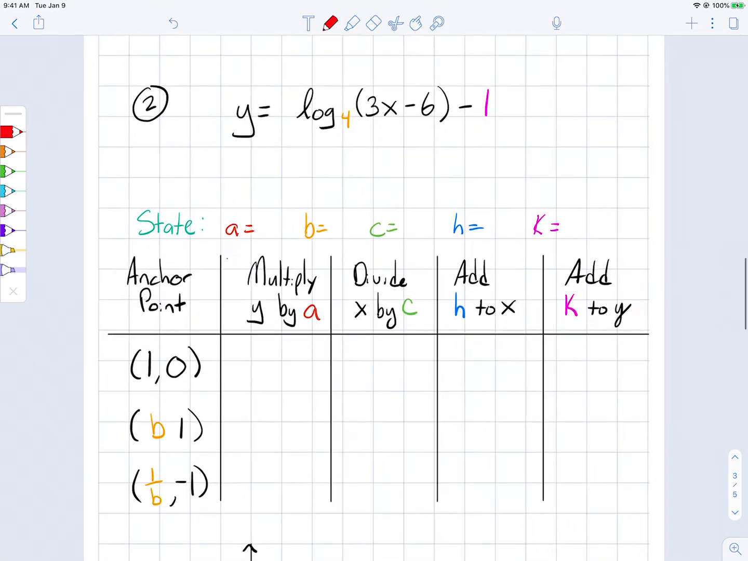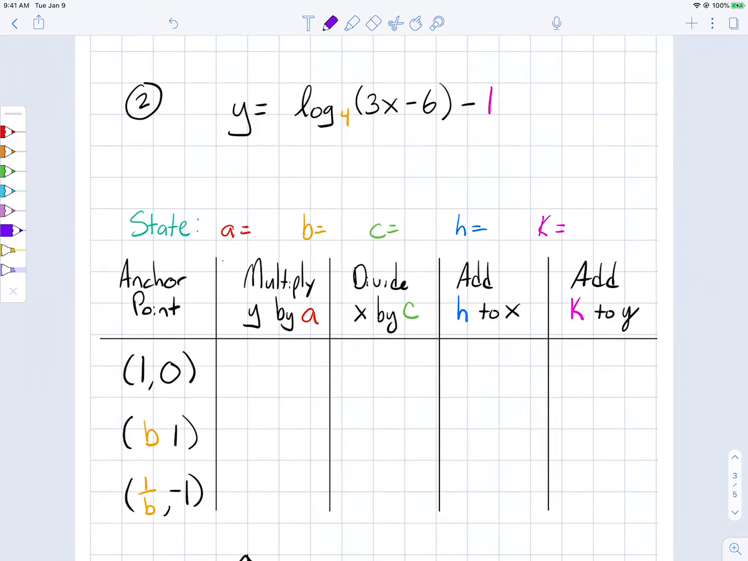Okay, let's try another one. On this one, A, I don't have a number up here, therefore it's a 1. B is a 4, that's our base of our log. C, now I do actually need to change this equation a little bit because you'll notice that I have a number in front of x here.